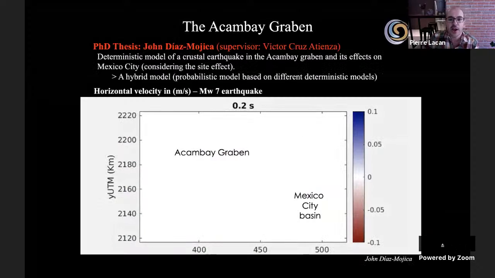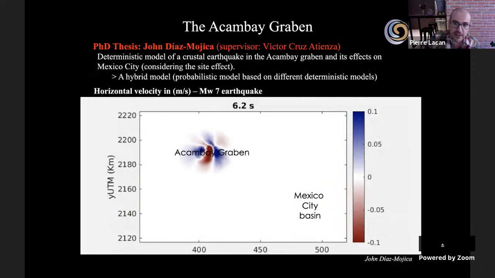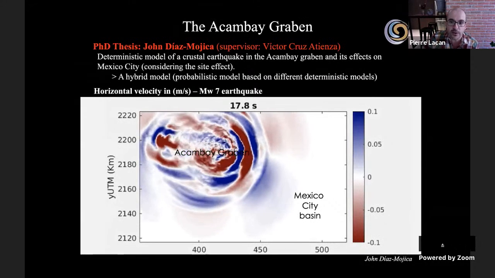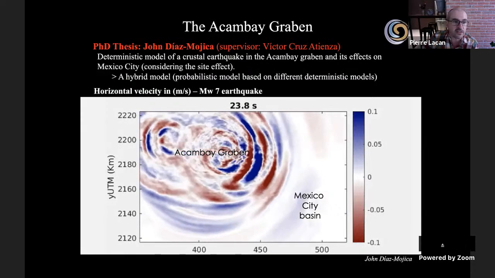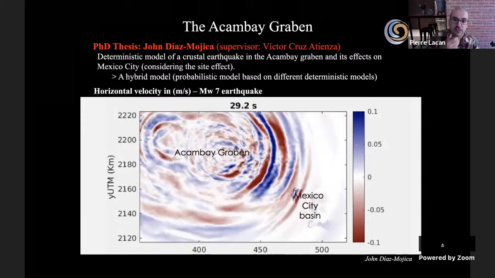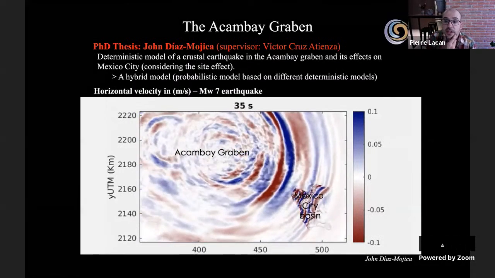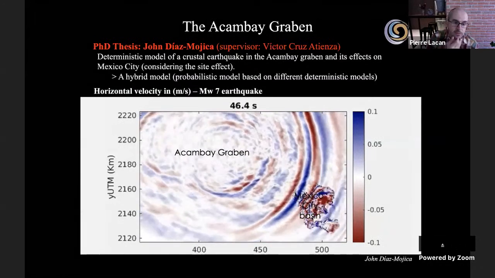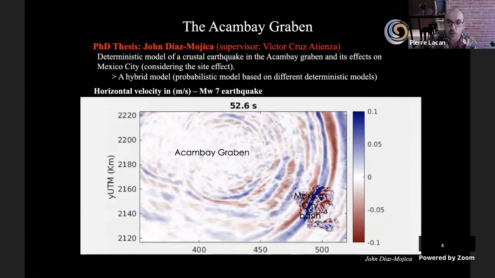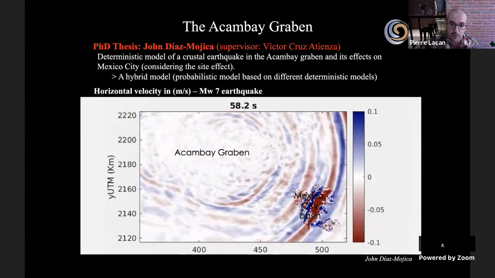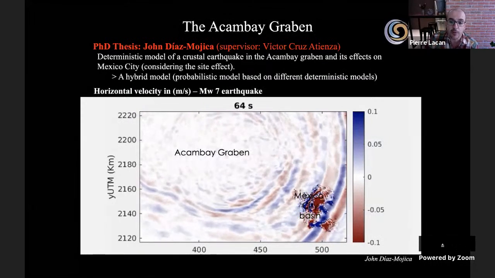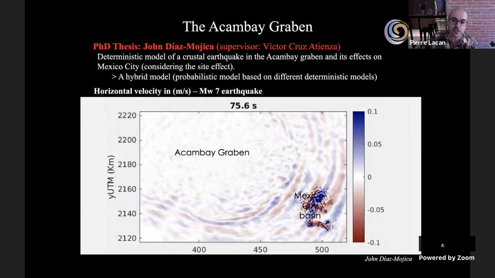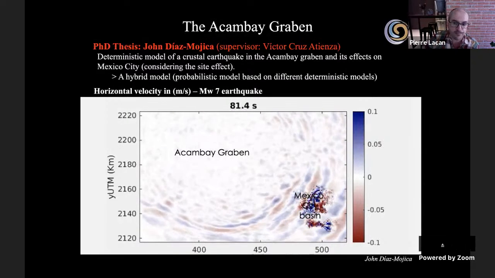Next, please. Another student, John Diaz, with his supervisor, Victor Cruz, are working on the deterministic modeling of an event that could occur in the Acambay Graben and its effect in Mexico City by considering the site effect. In the modeling, we can see how the horizontal speed increases when reaching the Mexico City basin due to site effect. They work on different scenarios, mainly constrained by the paleoseismic data available. And the objective at the end will be to propose a probabilistic model based on the different deterministic scenarios.